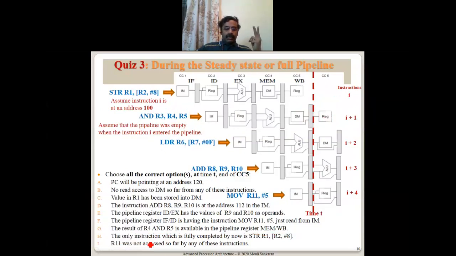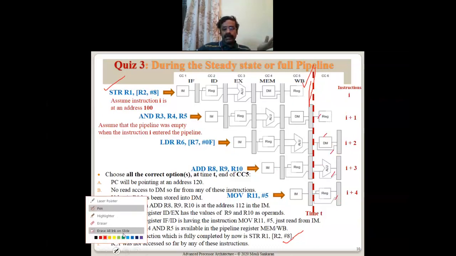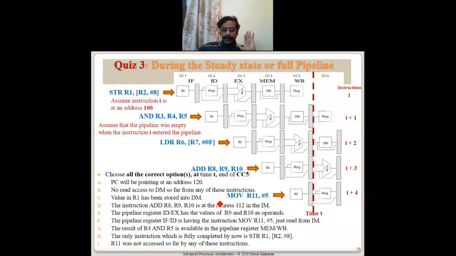Okay, two more. The only instruction which is fully completed by now is the instruction I. It is true. This is the time. Only this is completed. I tell you, unless the instruction has exited the pipeline, you cannot call it executed completely. So in our case, all the other instructions have something to do next. After this time t, they need to do something more. So they are not completed yet. So this statement is also true.